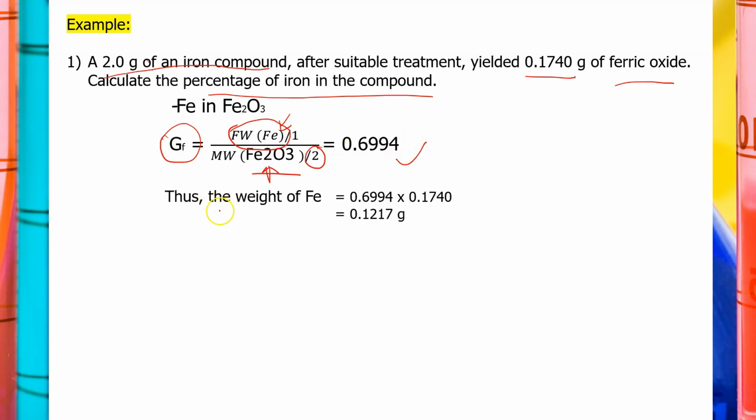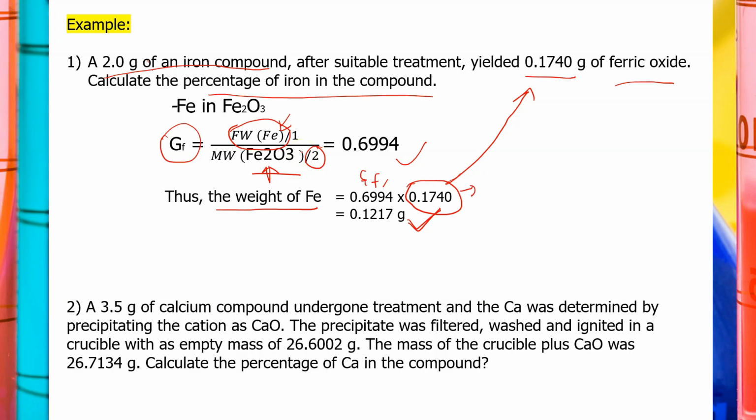Next, we can calculate the weight of iron inside the iron oxide. This is the GF times the mass of the final result, this one. Then you will get the mass of iron in iron oxide. So, why don't you try the second question?